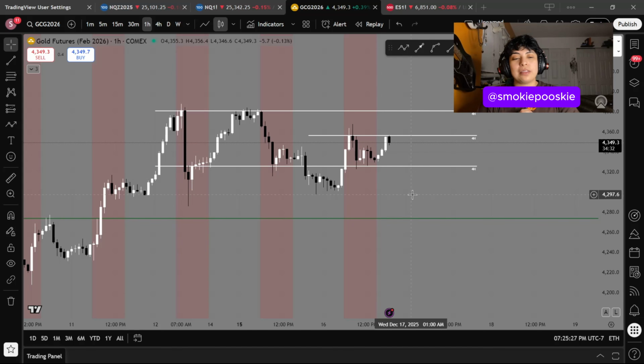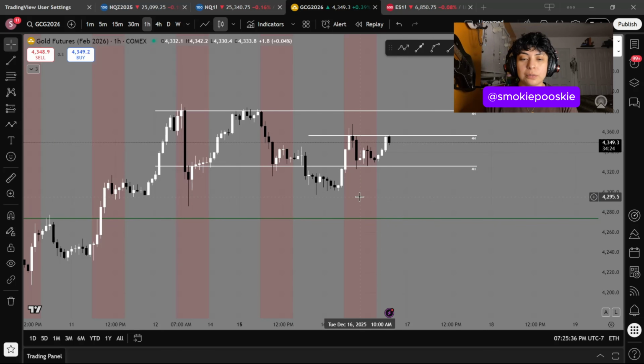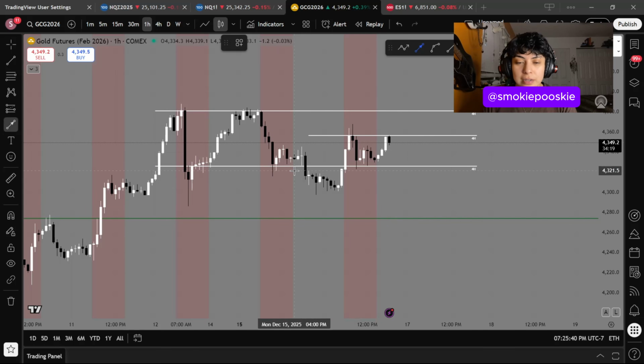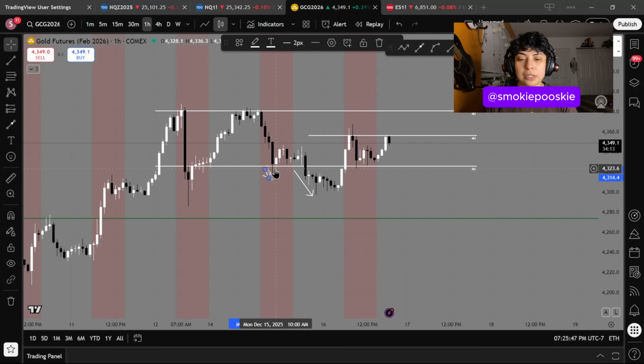Alright, now that I have all my levels marked out, I want to get into a trade. So let's see. On the 1 hour, I can see that anything below this level decides to sell, right? So this decides to sell, this decides to sell right here. We'll see on the lower time frame what this wick is made out of.